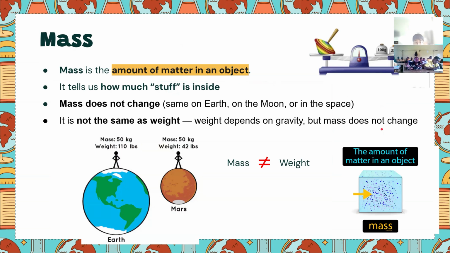So let's look at how we can measure mass. Mass, again, is one of the physical properties, and it is the amount of matter in an object. How much stuff is inside an object is called mass. And mass does not change across locations. So mass is the same on Earth, on the moon, on Mars, or in space. And it is important to know that mass is not the same as weight.